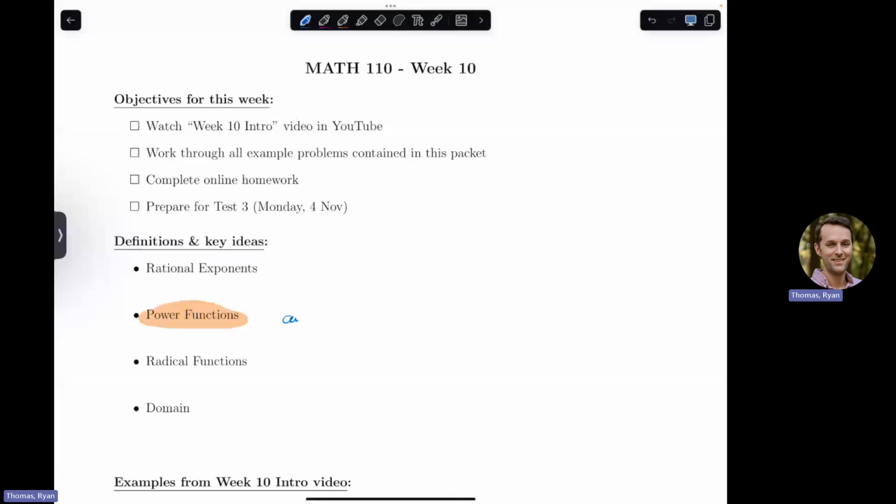Functions. Now, power functions technically is anything like x to the p, where p is some power, right? Some real number.